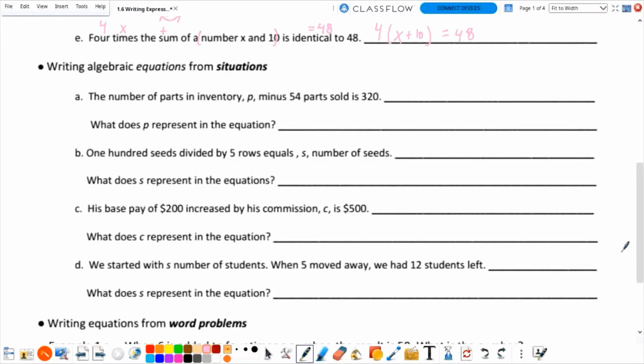All right, now let's look at writing algebraic equations from situations. So we're still doing the same concept as what we just did, except our wording is going to be a little different, right? It's more word problems at this point. The number of parts in inventory, P, minus 54 parts sold is 320. So our equation will be P minus 54 equals 320. And then it asks us, what does P represent in the equation? Well, it says right here, the number of parts in inventory, P.